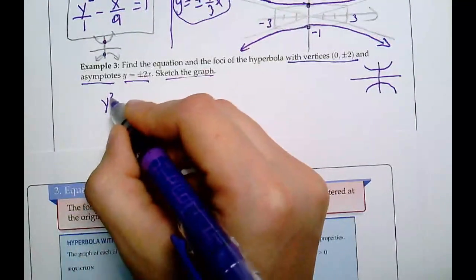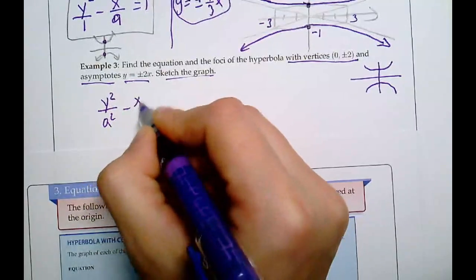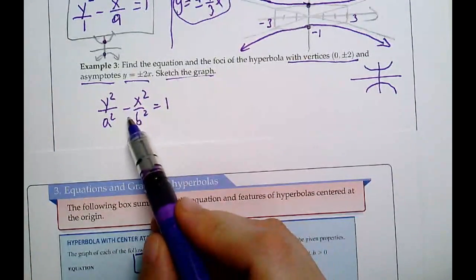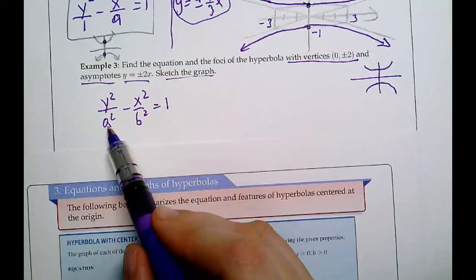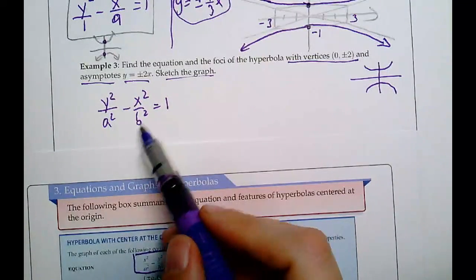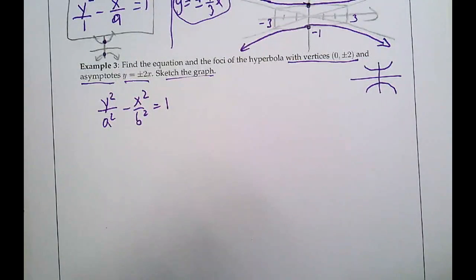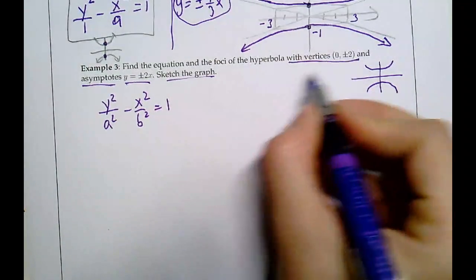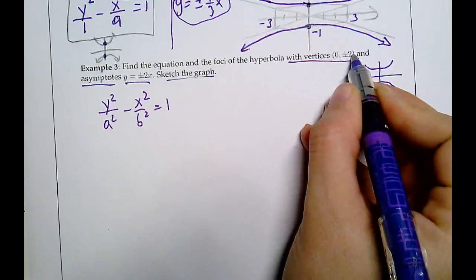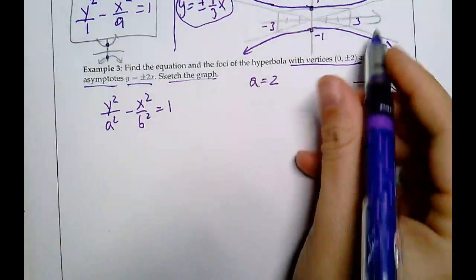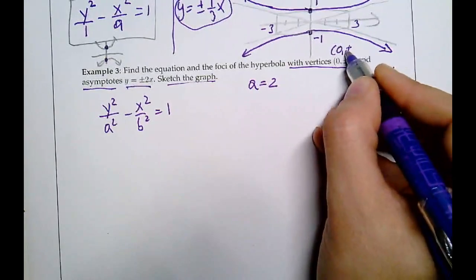So find the equation. We know that it's going to be of this type, so we need to find a and b, and then we're done. Except we have to also give the foci. Alright, so let's do that, and then that will be it. I know that the vertices are 0 plus or minus 2, so that means that a is 2, because the vertices happen at 0 plus or minus a.